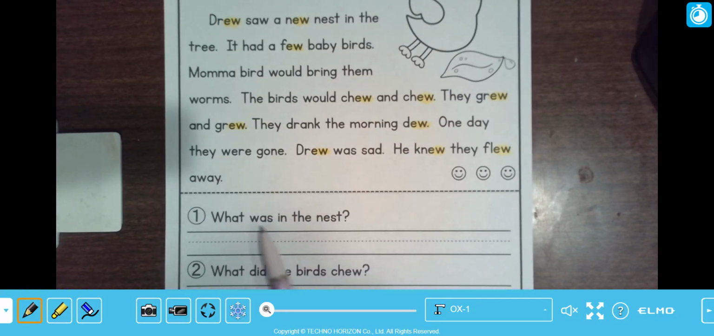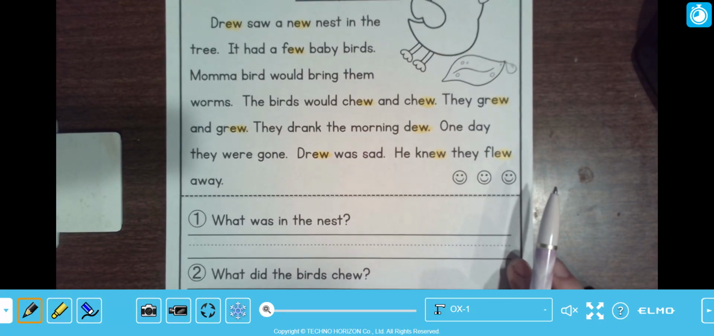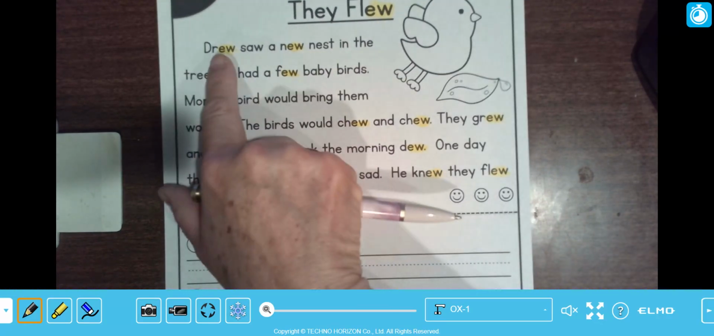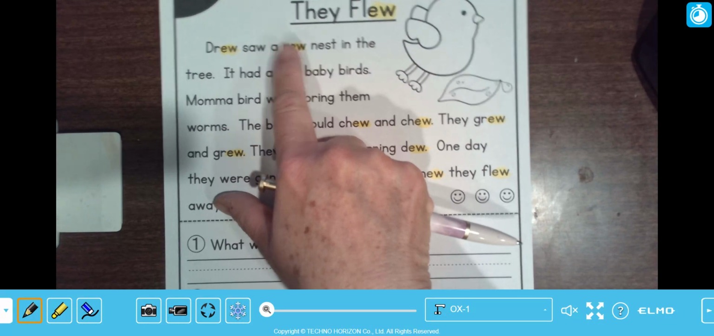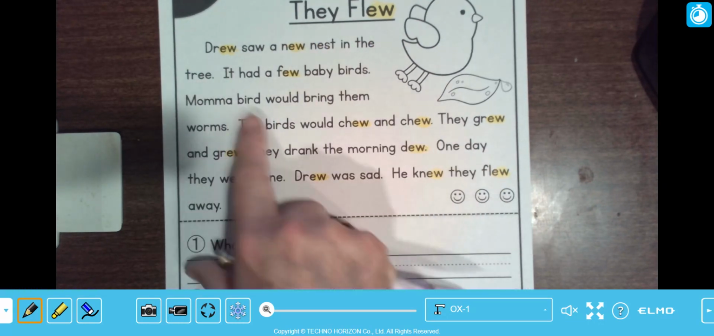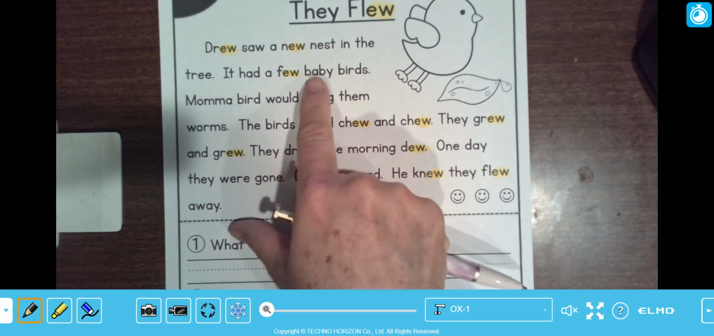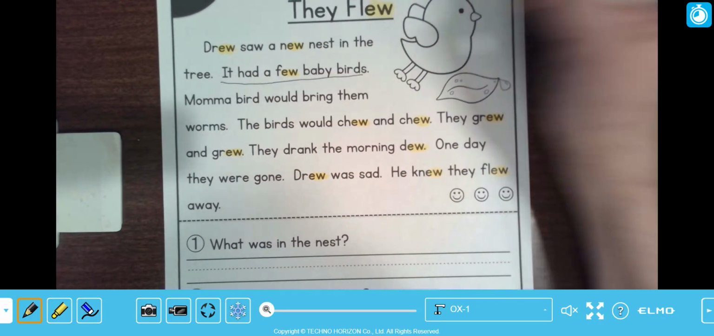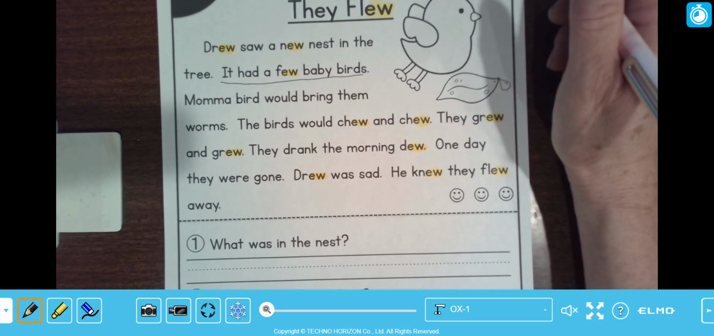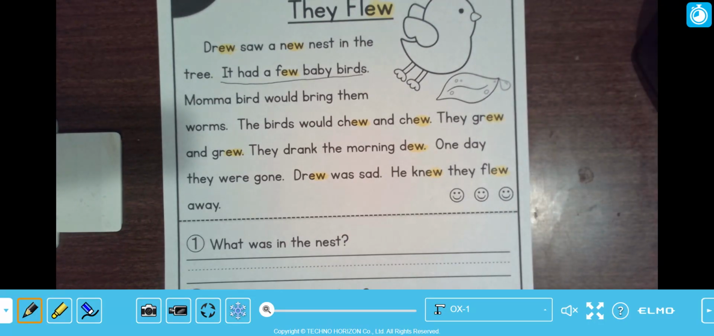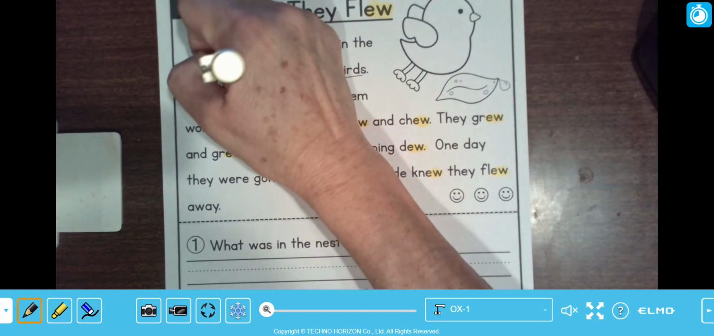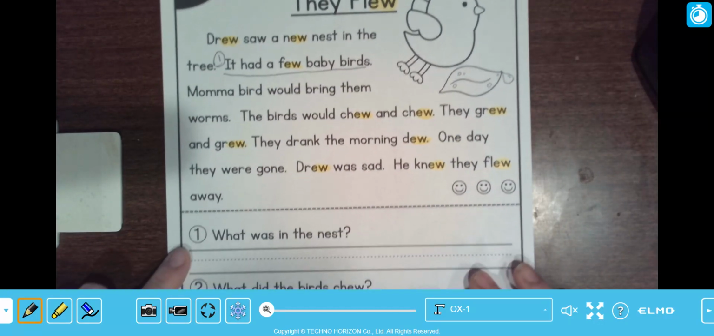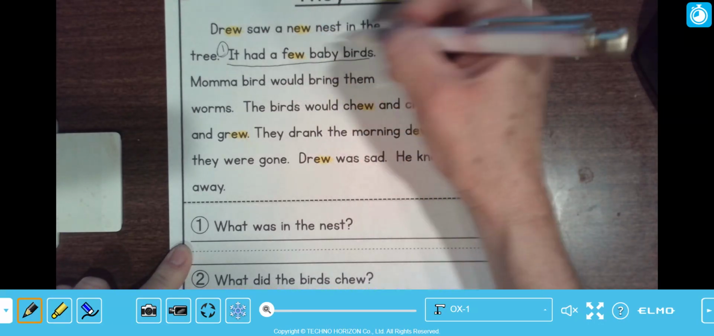So, what was in the nest? Right here it tells you. Drew saw a new nest in the tree. It had a few baby birds. So let's underline that. Please underline that right now. And let's write number 1 next to it. So right here, you're going to write baby birds.